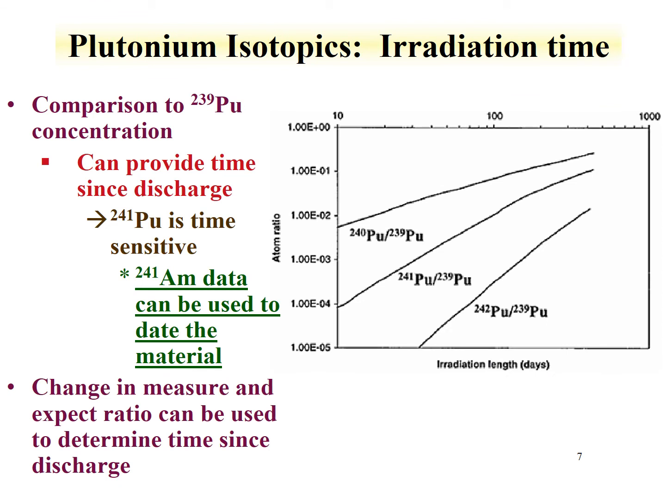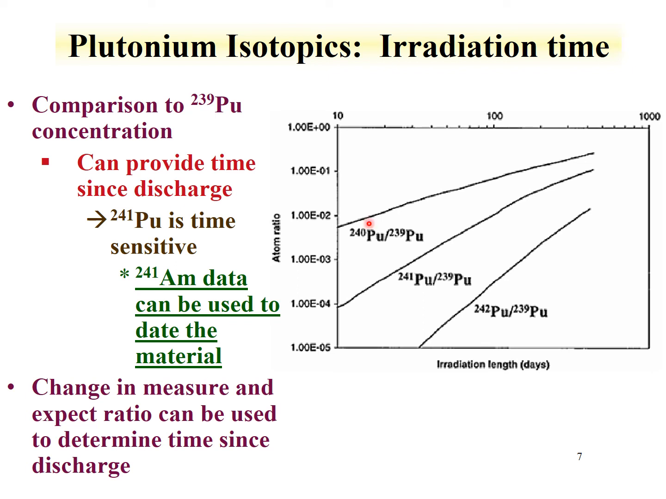The plutonium isotopics can also be used to determine the time that the sample sat in the reactor for the irradiation. And in this case, one uses the plutonium-239 concentration. So activities, or excuse me, atom amounts, atom ratios are provided against plutonium-239. As we see here, we have the 240-239 ratio, the 241-239 ratio, and the 242-239 ratio.